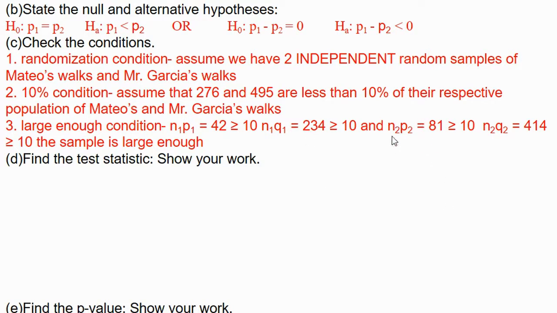And then for Mr. Garcia, again, it should be N2 times P hat 2. So that was the 495 times however many times Mr. Garcia fell over, which I think it was 81 out of 495. So that's just 81 times he fell over, and therefore 414 times he didn't, and the sample is large enough.